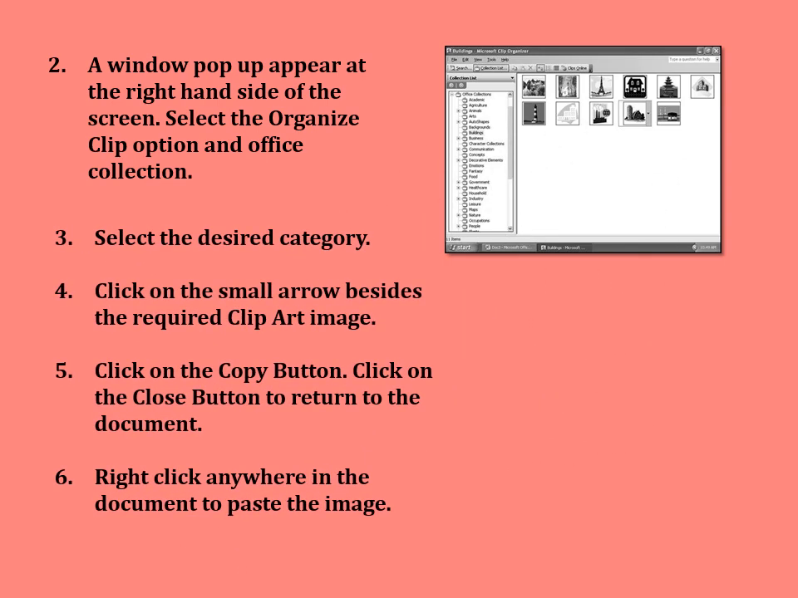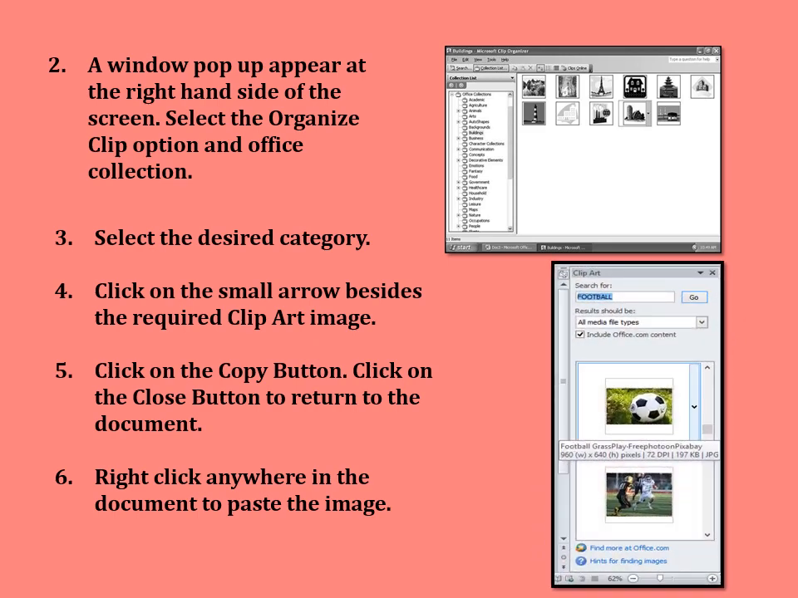Now select the desired category. Click on the small arrow beside the required Clip Art image. Please see the image. We searched for football and the football images appeared. Now this is the small arrow. So now you have to click on the small arrow beside the required Clip Art image. Click on the Copy button. Click on the Close button to return to the document. And lastly, right click anywhere in the document to paste it.